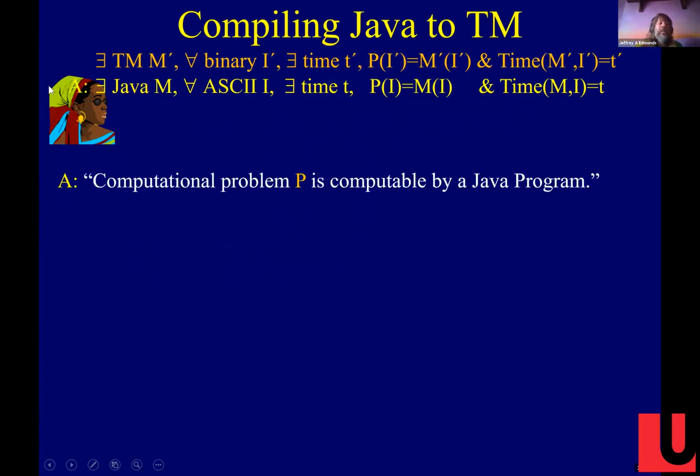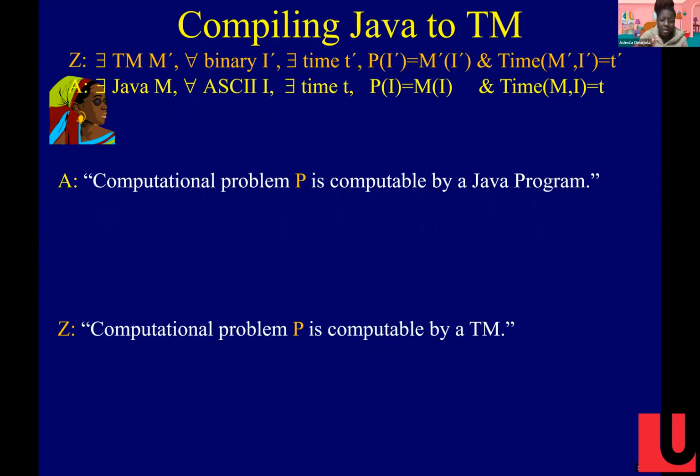And what does sentence A say? We want to translate sentence A. Sentence A says computational problem P is computable by a Java program. Everybody agree that's what A says? It says there's some Java program that on all inputs can compute it with some amount of running time.